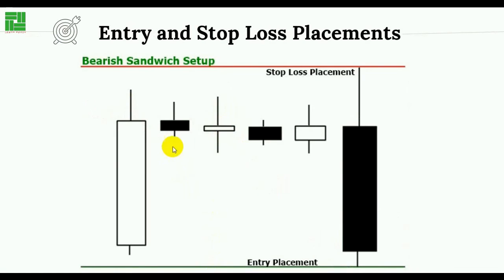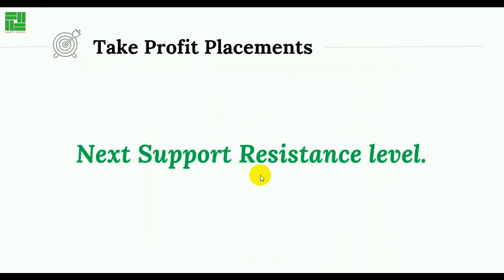On a sandwich trade setup, where should we put the entry and stop loss? We should consider the engulfing bar. We may take entry after the close of the engulfing bar and put a stop loss 5 to 10 pips above the engulfing bar. Our take profit will be the next support or resistance level.